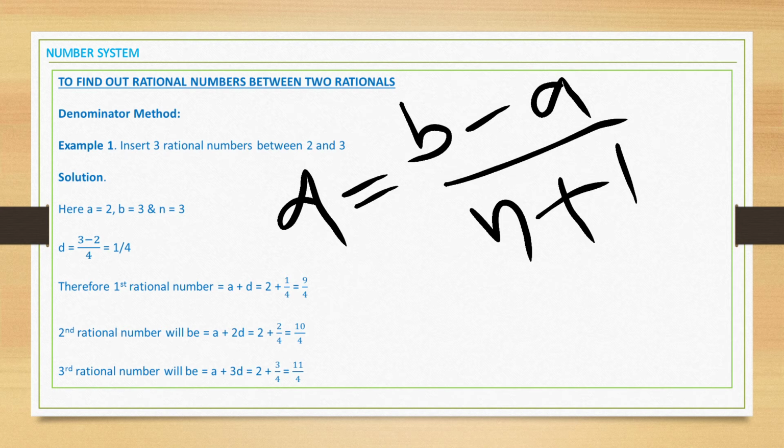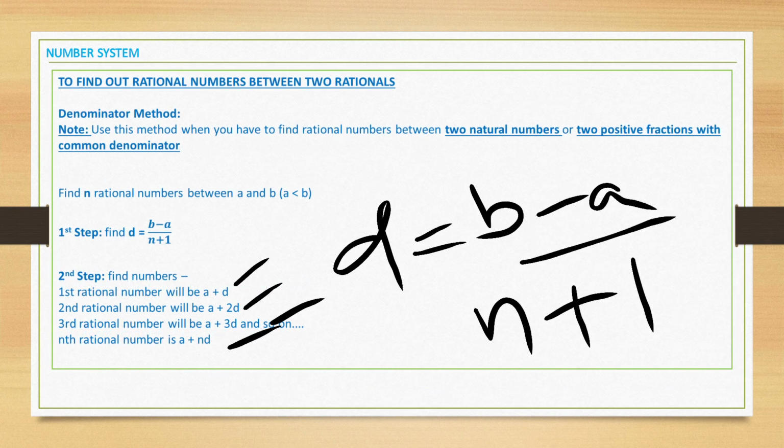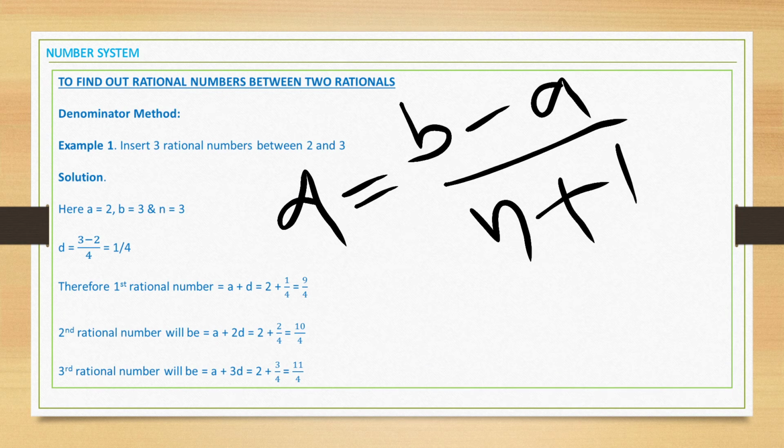Now as per the common method we have seen, the first rational number will be a plus d. A is 2, so 2 plus 1 by 4. When you add 2 plus 1 by 4, you will get 9 by 4. How will you get 9 by 4? The method is what?